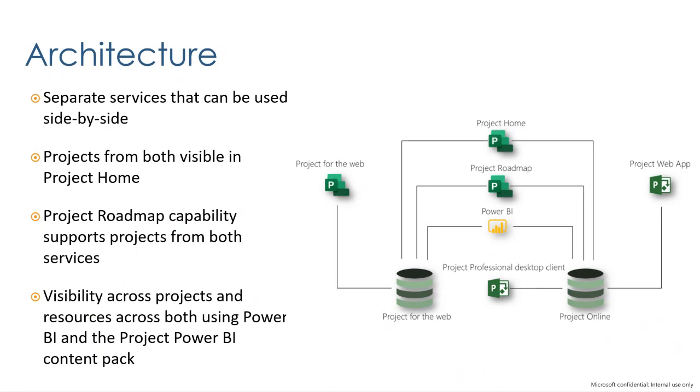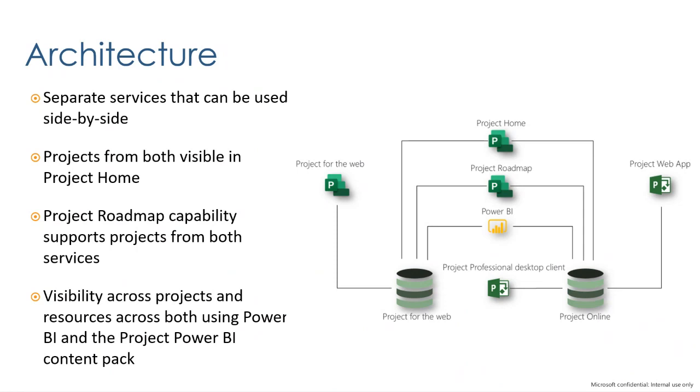On the right-hand side, we have the traditional Project Online solution, which has the Project Professional desktop client for more mature projects and programs. And the front end of that is Project Web App, the browser-based interface. Again, we have a database there. We can access through Project Home, Roadmap, and Power BI. So you have the ability to get visibility across both systems if that's a direction your organization is going.